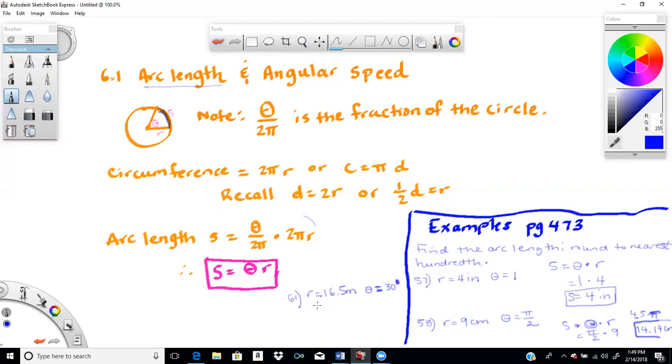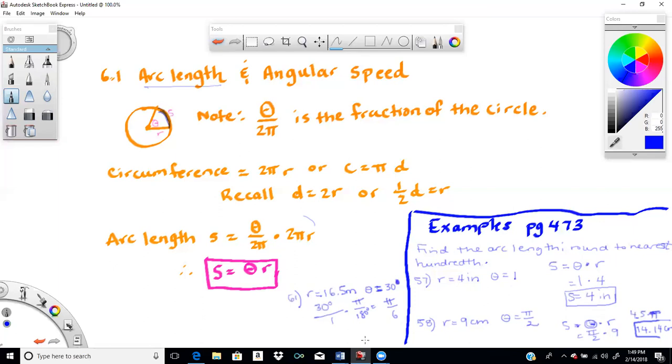So we have 30, and how do we do that? Pi over 180, very good. So you already know how to do that. So you get pi over 6. So 30 degrees is equivalent to pi over 6 radian. And so now that becomes just like 58.